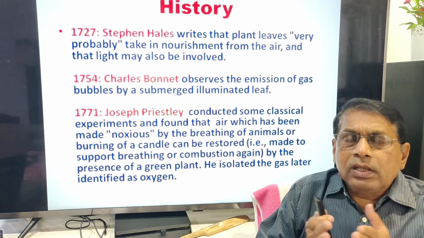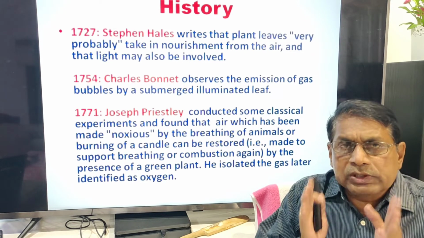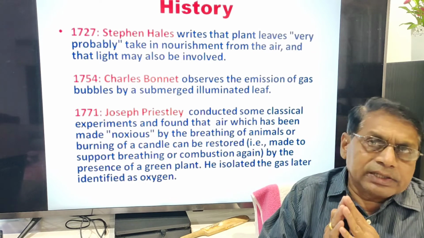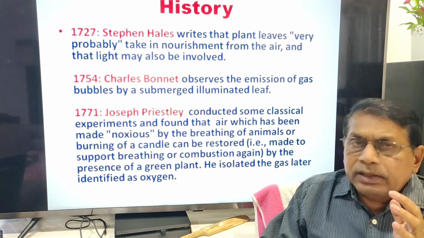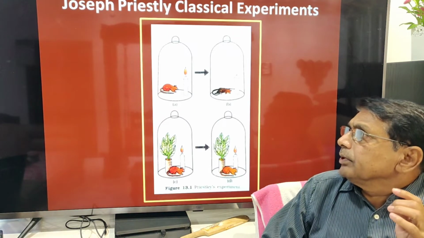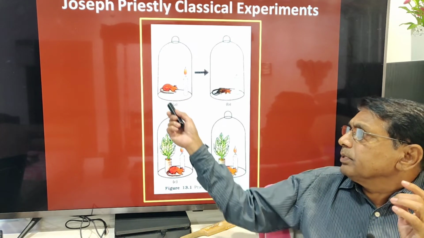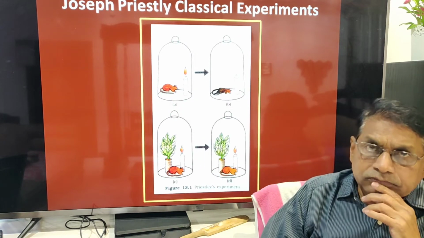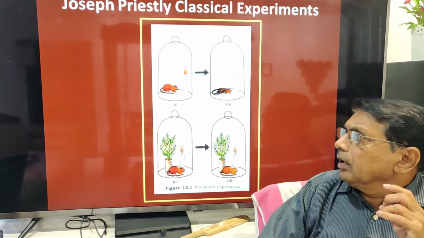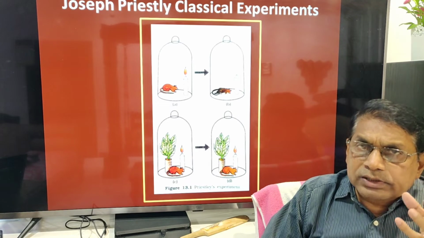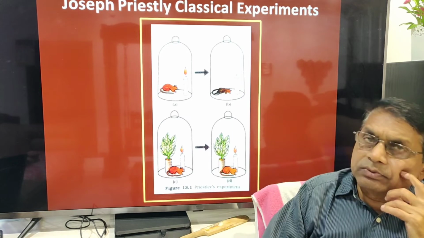One important research was conducted by Joseph Priestley, who discovered oxygen, a great chemist at that time. He conducted very interesting experiments. You see, bell jar experiments. In one experiment, a candle was lit and a small rat was kept inside it. After some time, it died. We can understand why.